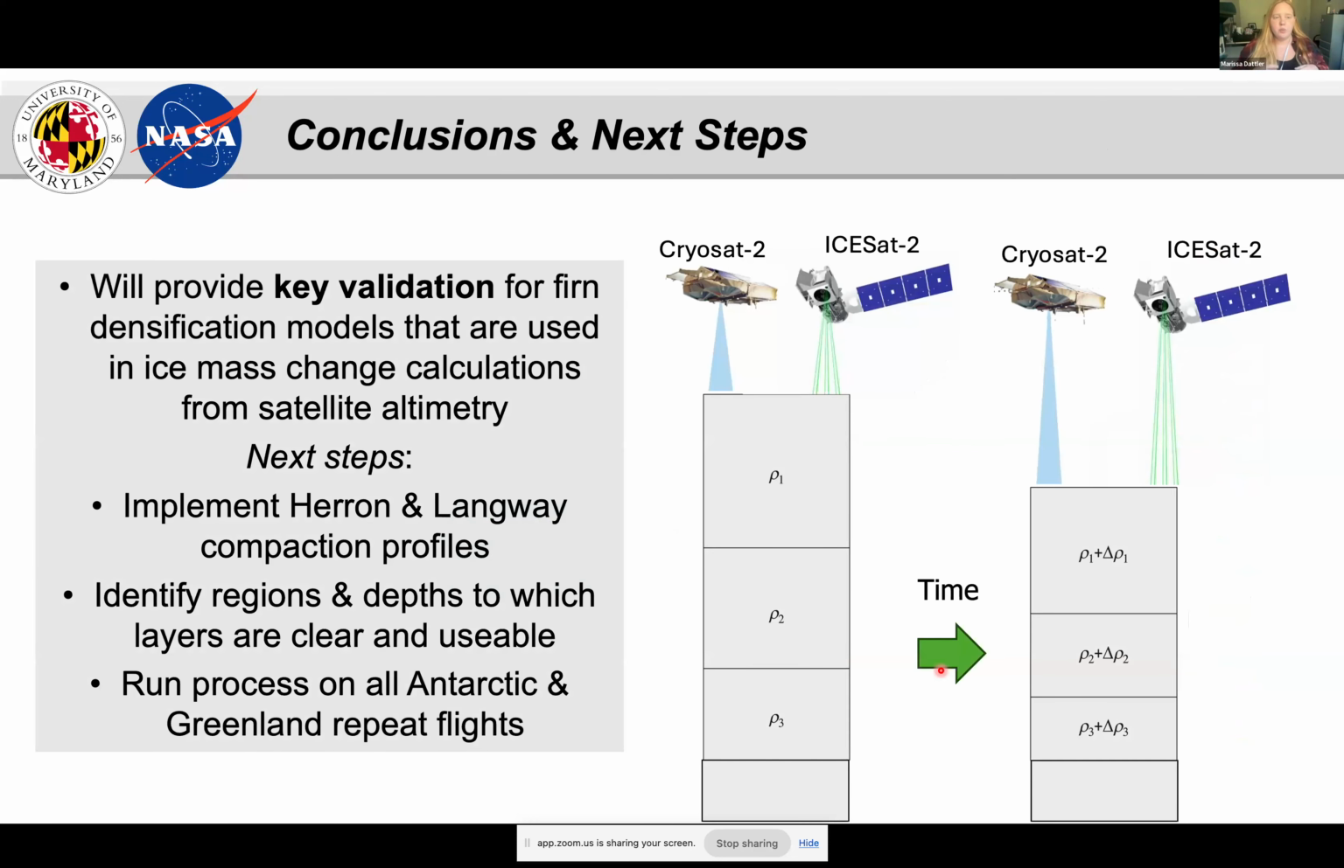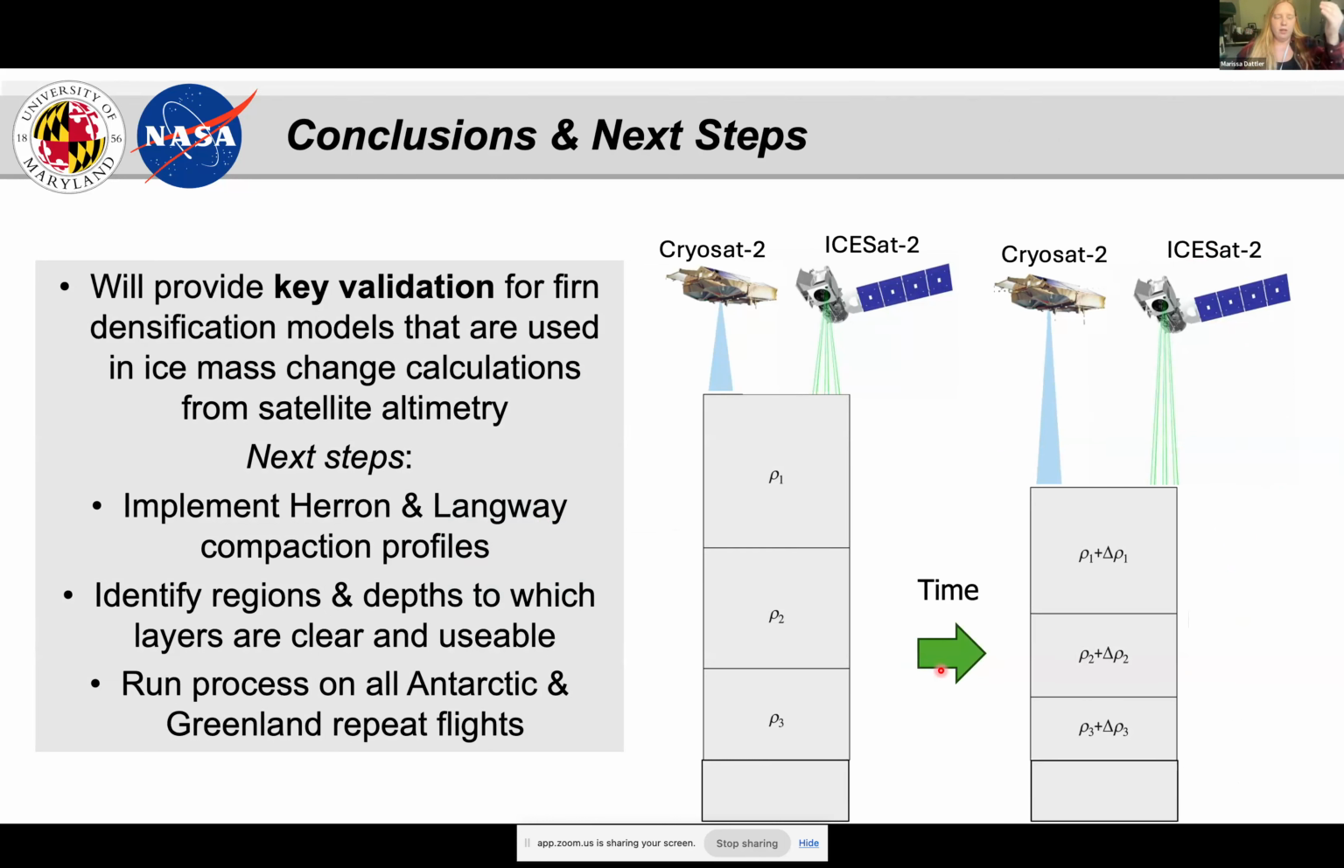So in conclusion, this will provide key validation for firn densification models that are used in ice mass change calculations from satellite altimetry, which is very exciting. And we also have steps to go in terms of implementing the Heron and Langway compaction profiles, and then also identifying regions and depths where these layers aren't necessarily this beautiful and succinct, easy to calculate.